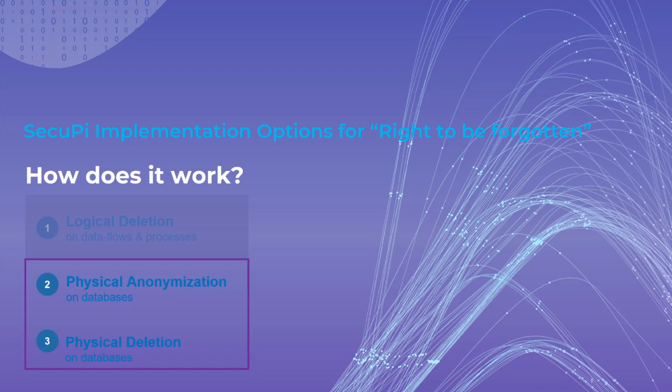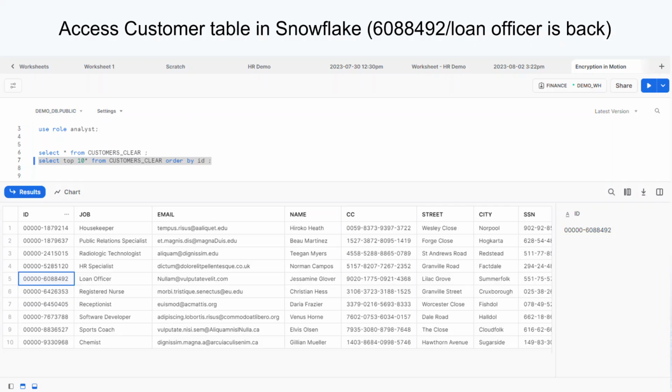If you remember, in number one, we didn't touch the database. We just rewrote the SQL query. We didn't need to know anything about the database because we didn't change the data. The data stays the same in the database. We just changed the way the user can see that data. So now I can see the same loan officer again, Jasmine Glover, with ID 6088492. She's back in the database because we disabled the rule.